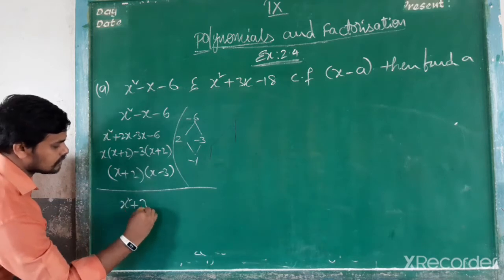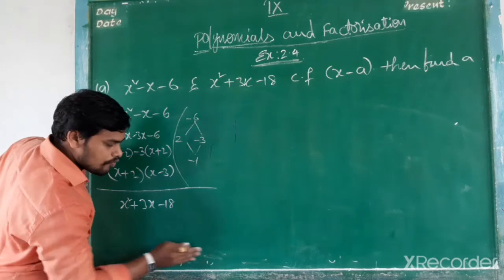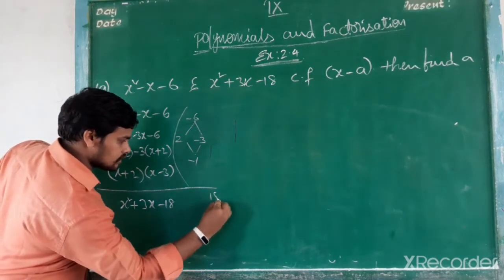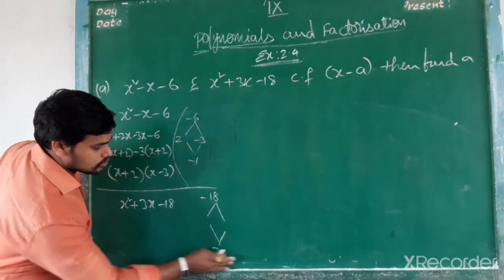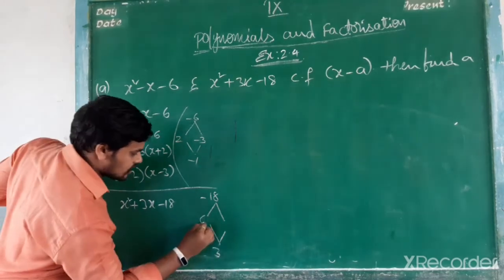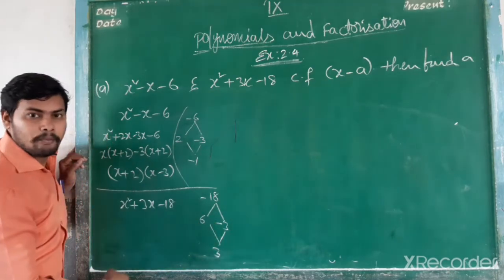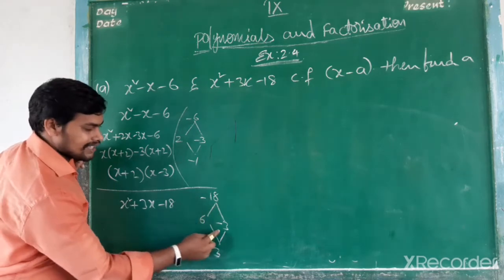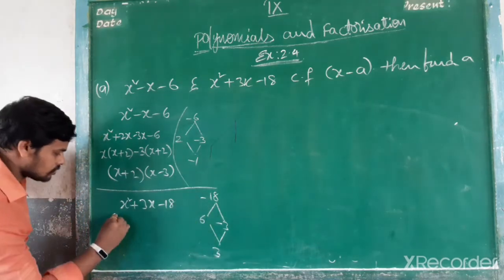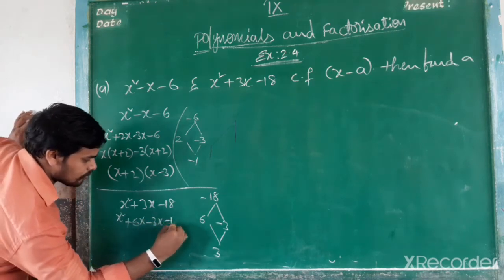x square plus 3x minus 18. If you multiply two numbers, the result is minus 18. If we add two numbers, the result is 3. What are those two numbers? 6 times 3 is 18. So here plus 3 is there, you have to simply write minus here. It is a small 6 minus 3, 3. 6 into 3, 18, plus minus, minus. So x square plus 6x minus 3x minus 18.